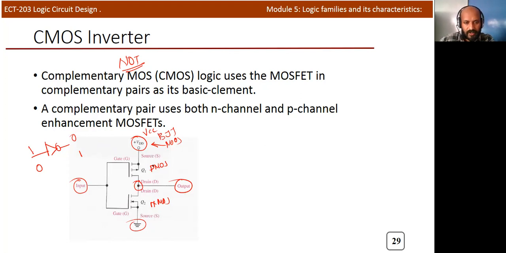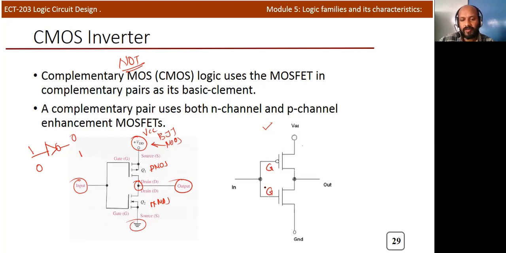Instead of using this symbol, I can use the second figure also. Either I can use the first figure or the second figure. The second figure is a more simplified symbol, so I prefer the second one because it is very simple. Here you can see this is the gate terminal, and here you can see the drain and source terminals and the output. The upper portion is indicating the PMOS and the lower portion is indicating the NMOS.